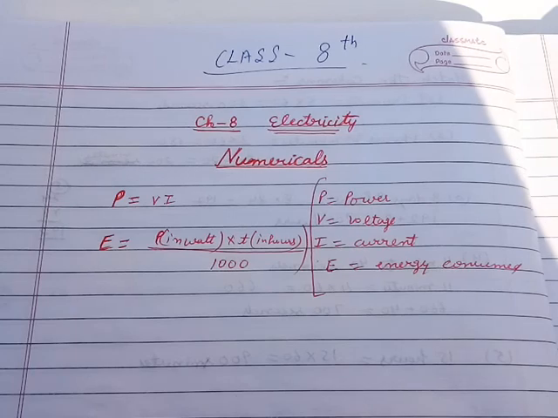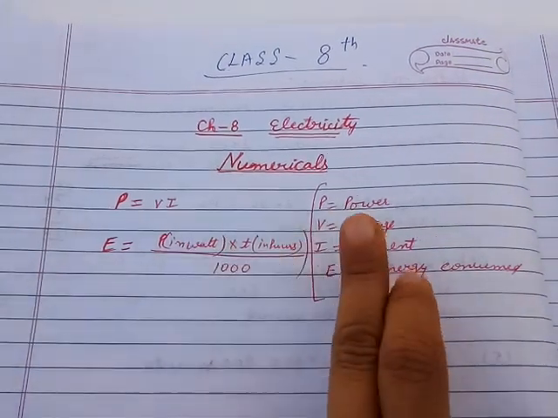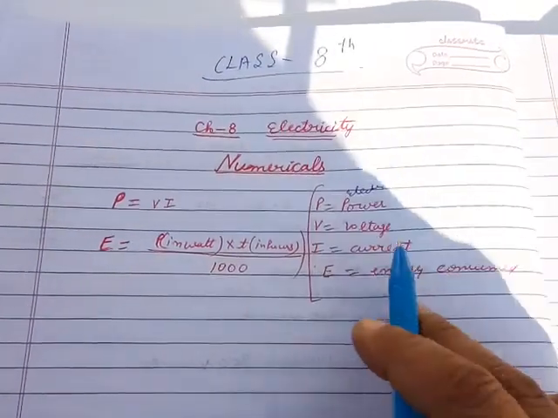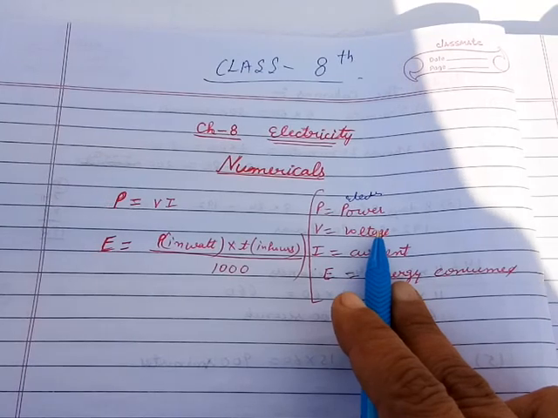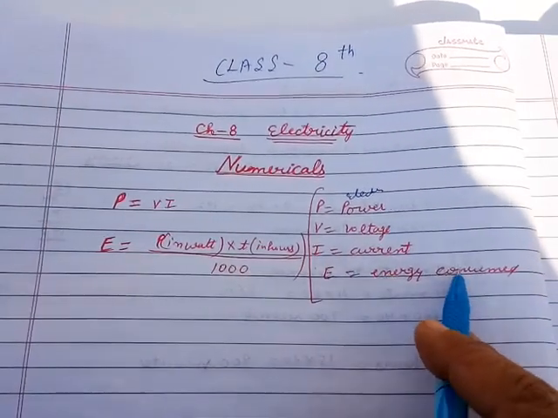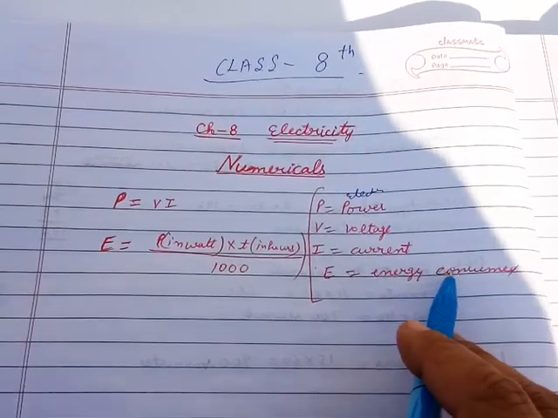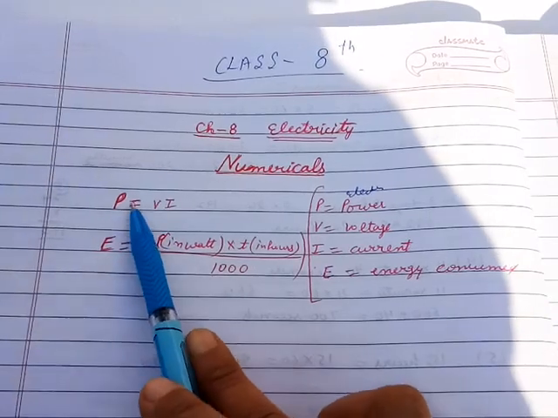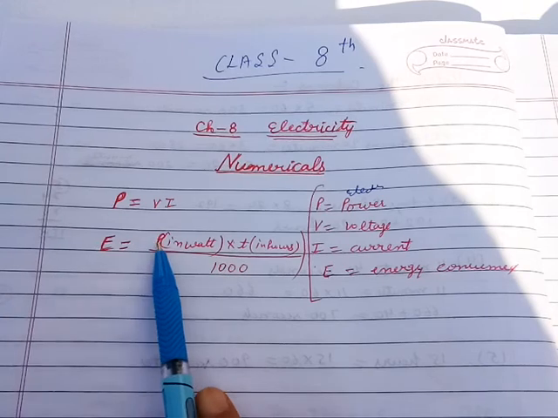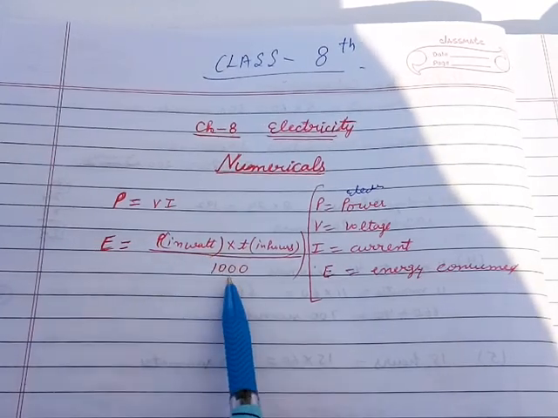First one is P is equal to V into I. Students, here P is the electric power, V is the voltage, or you can say it is a potential, I is the current, E is the energy consumed or energy consumption. So power is equal to V into I, and E is equal to P, power in watt, into T, time in hours, upon 1000.